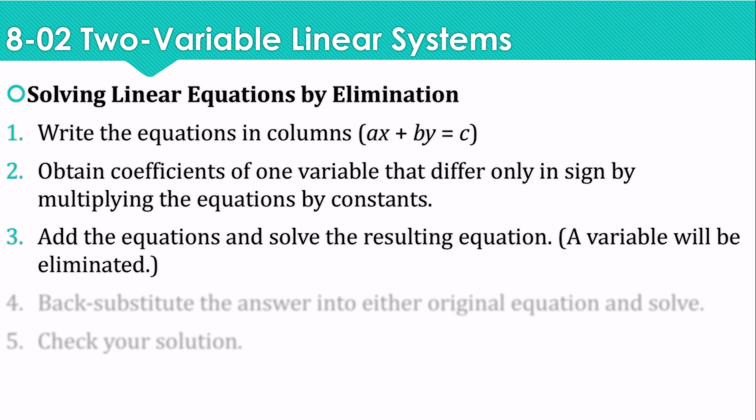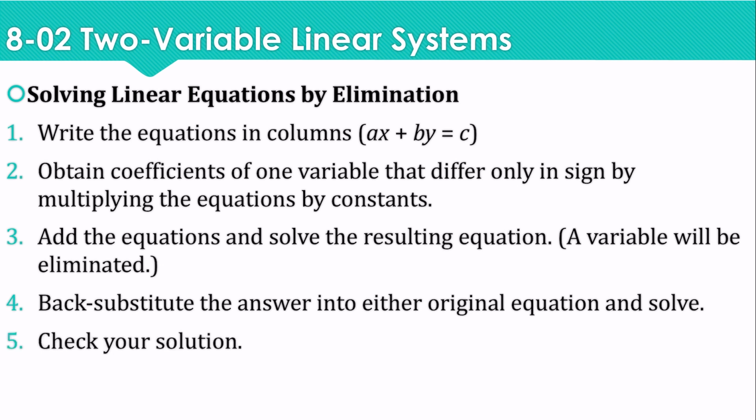Then you can add the equations because both sides are equal. So we're adding the same value to both sides. We're adding the equations, which will eliminate one of the variables. So you can solve the resulting equation. And that gives you one of the variable answers. So you can substitute that answer into either of the original equations and solve for the other variable. And of course, you should always check your solutions.